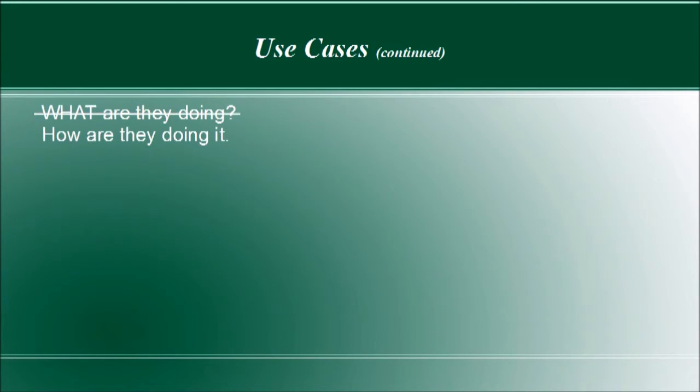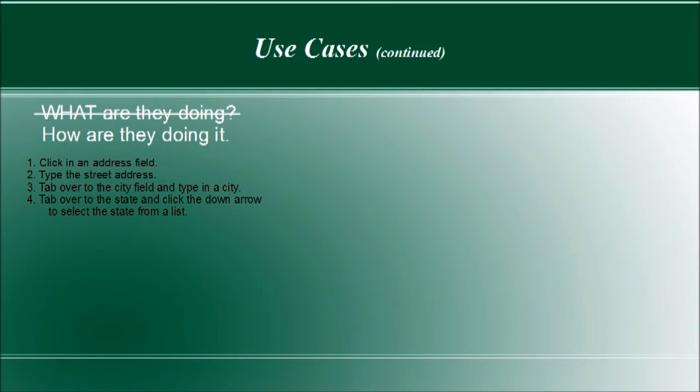Always look at what they are doing. For example, say you are watching a user enter an address. The how is they are clicking on an address field and typing in a street address, and tab over to the city field and type in a city, and tab over to the state and clicking the down arrow to select the state from a list. Then tab over to the zip and enter in a zip code, and then click the save button in the lower right hand corner.